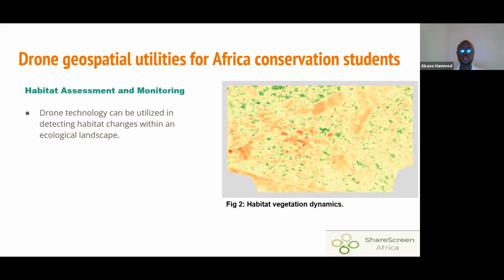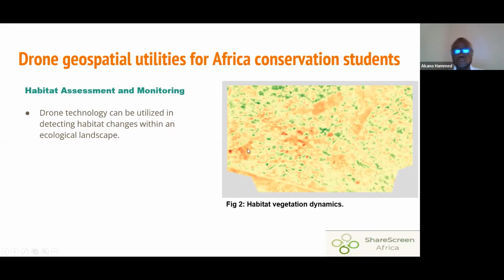And also, as I said earlier on, when I'm using the vegetation indices, you can use this to detect habitat, you can use habitat systems and monitoring. Now, this is a typical example. Drones can be utilized in detecting changes within an ecological landscape. And then you see from this map, some areas are well green, while some are not green like that.